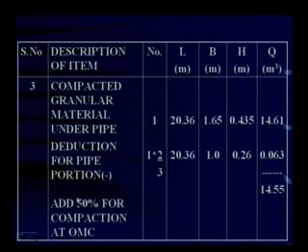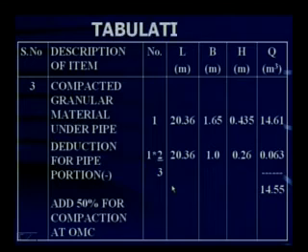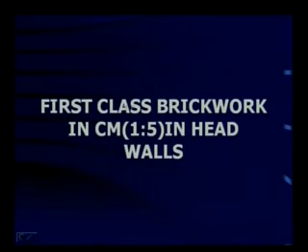We need 50% more material because we compact it. So for this 14.55, add 50% of the material so that on compaction it reduces in volume to 14.55 again, right? Now to the next item. The next item is construction of first class brickwork in cement mortar 1:5 in head walls, right? How do you calculate it? A simple trapezium, right?